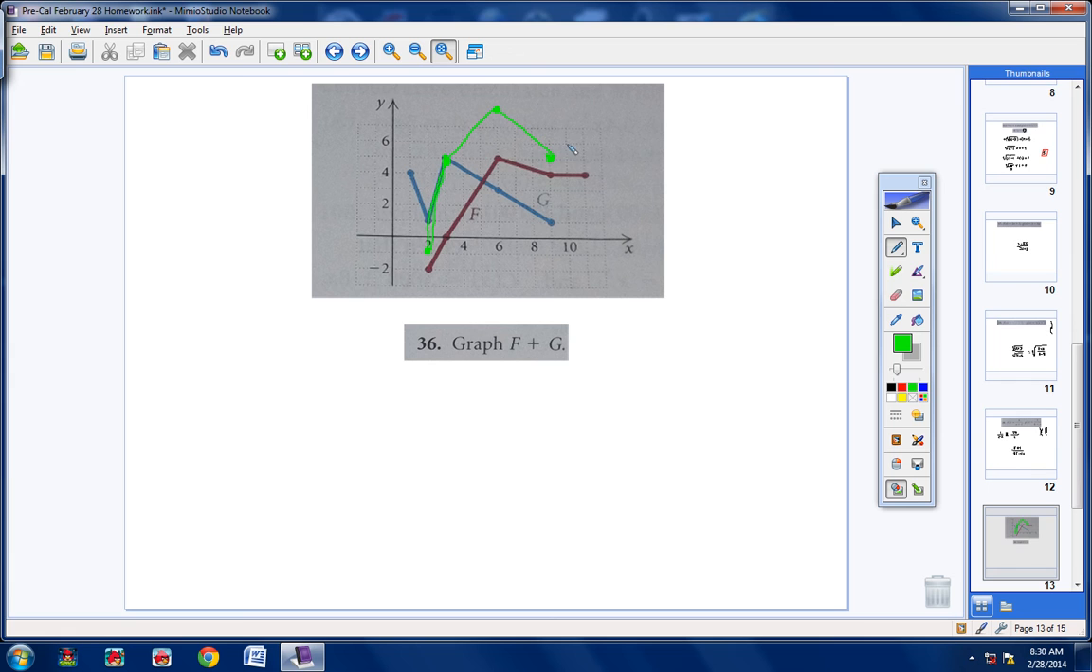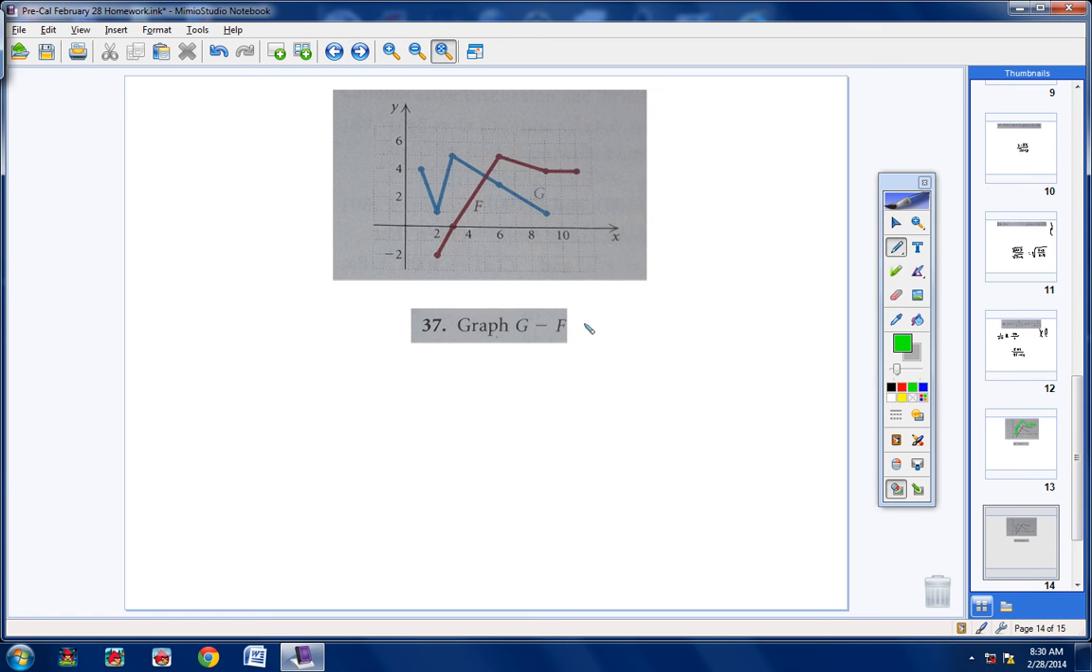I guess I should label the green graph. I should put f plus g. You just added 2 functions using a graph. I think that's really, really cool. Let's try the next one, g minus f. Now here we have to be really careful to put the g point first and the f point second because it's g minus f.